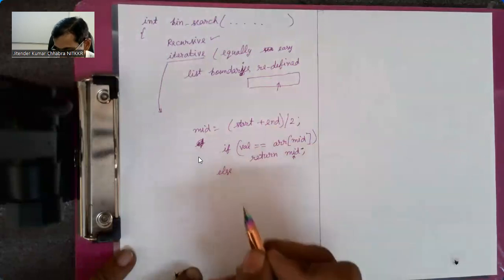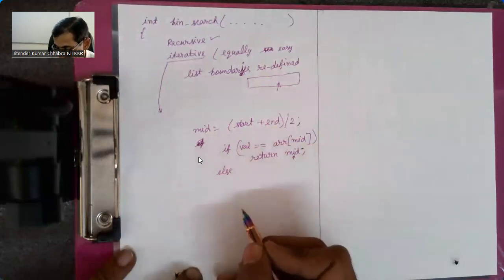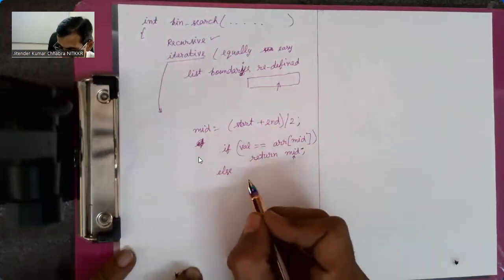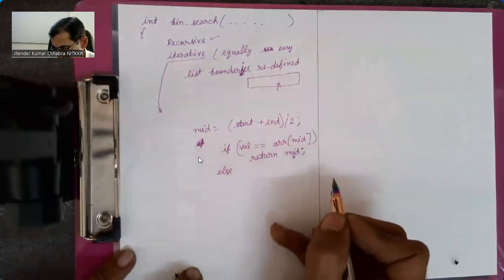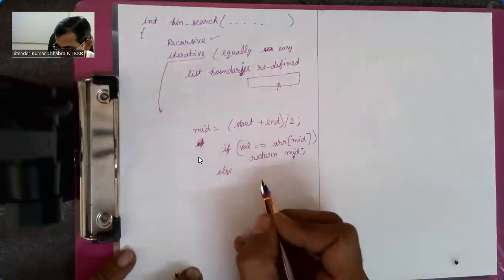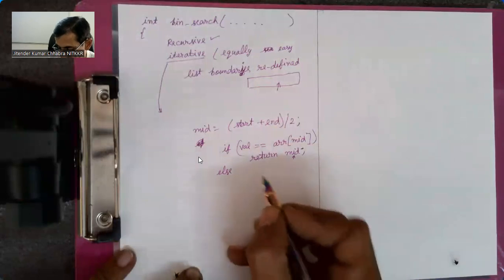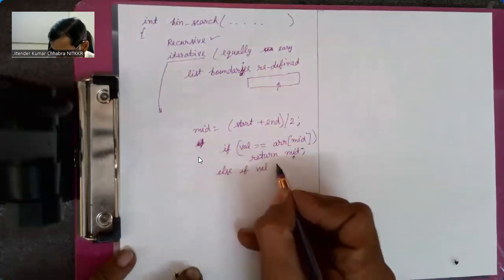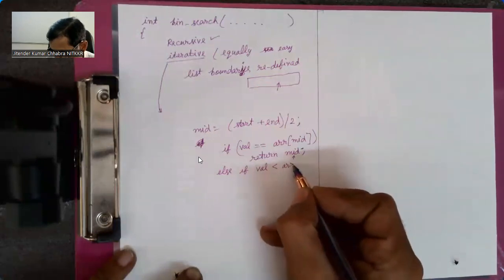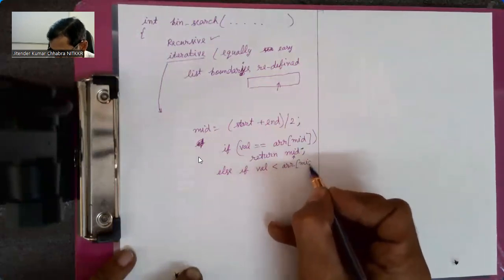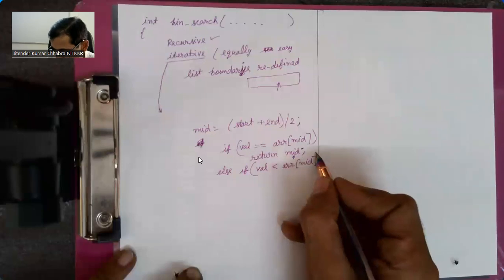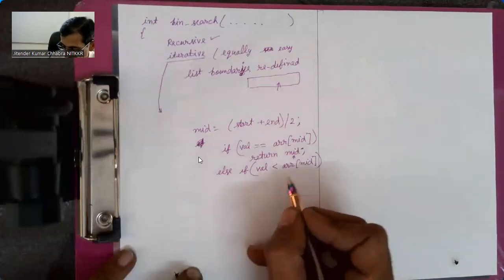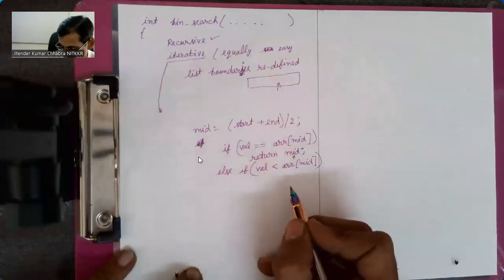Else what to do? Else I have to search either in the left sublist or in the right sublist, the first sublist or the second sublist. How? Based on a decision. What decision? If val is less than array mid or not. If val is less than array mid, it means the value, if at all present, will be in the left sublist.